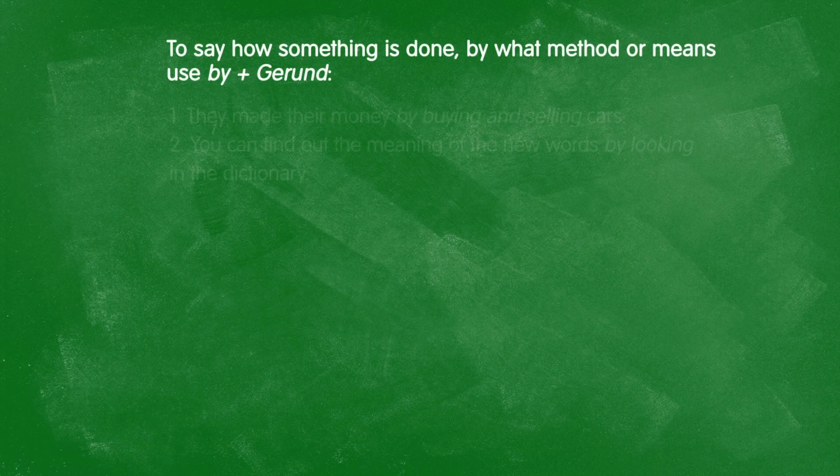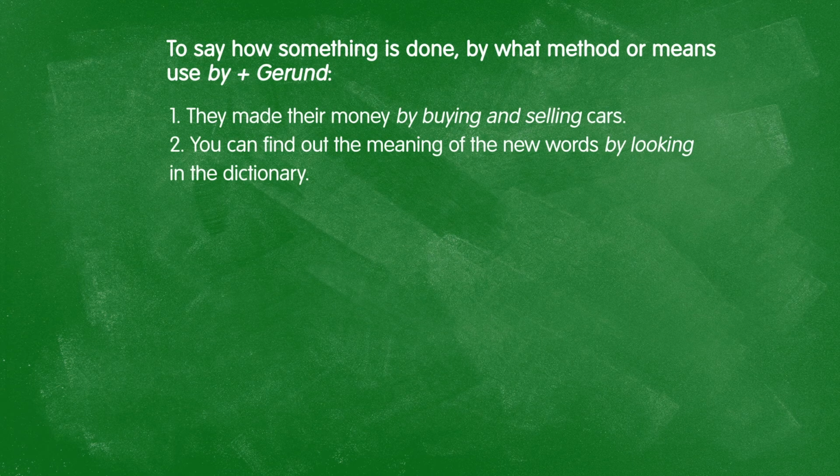We can also use by with a gerund to show how something is done, by what method or by what means it is done. So let's look at some examples. They made their money by buying and selling cars. Here, it's the method by which they made their money. Another example, you can find out the meaning of new words by looking in the dictionary. Here, it gives you more information on how to find out this new information.